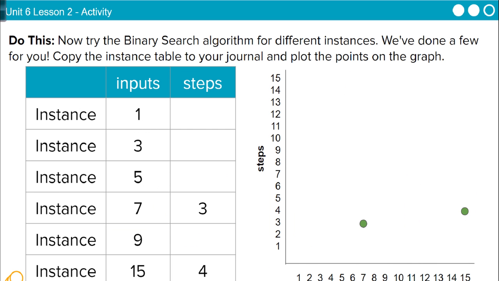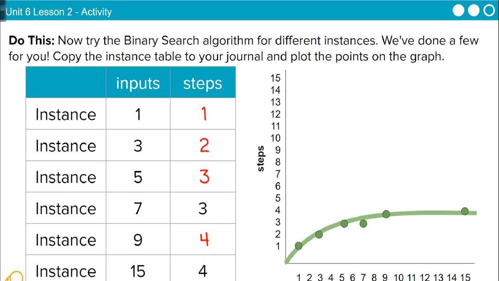So now it says try the binary search for different instances. We've done a few for you. Copy the instances in your journal and plot the points. We just did 7. That was 3. If it was 1 instance, meaning you have 1 number and you're trying to find 1 number, it's going to take 1 step. 3, still take 2. You'd have to do first step, find the middle, less than or equal to, and then second step you'd find it. So for 5, it's 3 steps.